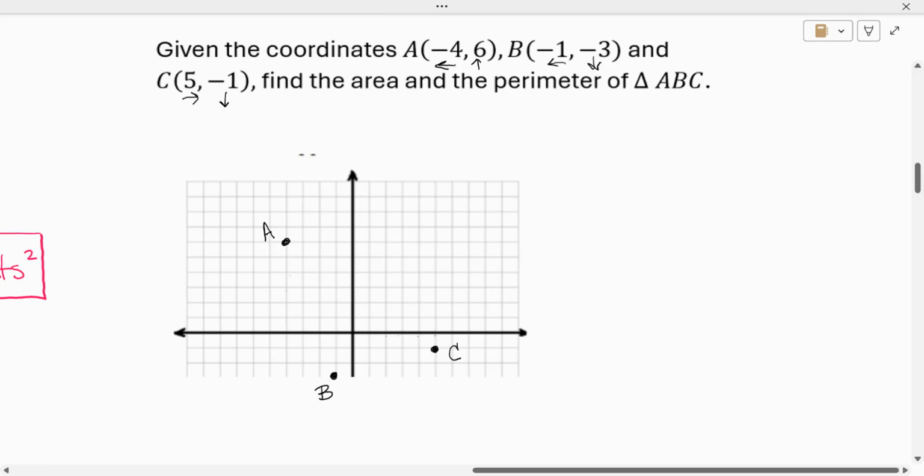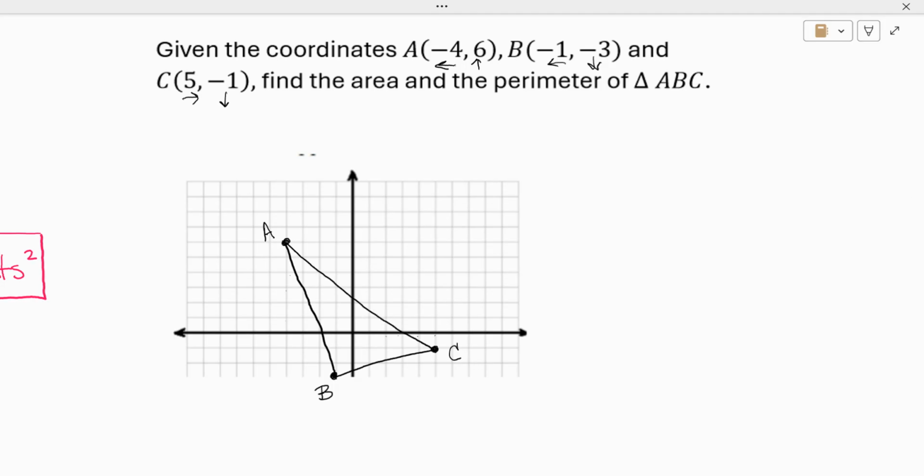Again, we have to find the area and the perimeter. We are going to find the area first, and then we'll do the perimeter on our graph paper.